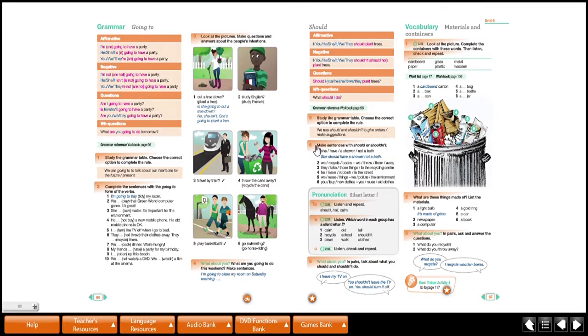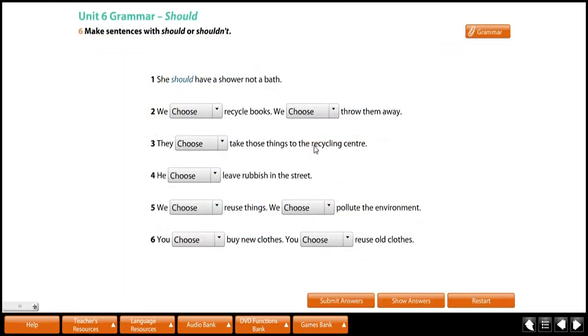Exercise number 6 for practicing the use of should or shouldn't. In the first sentence, you have to make a sentence with should or shouldn't. She should have a shower, not a bath. Ей следует принимать душ, а не ванную. The next is you have to choose the best correct option. If you're talking about recycled books, of course, should. We should recycle books. Нам следует перерабатывать учебники.